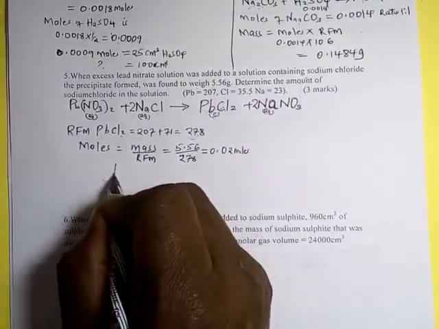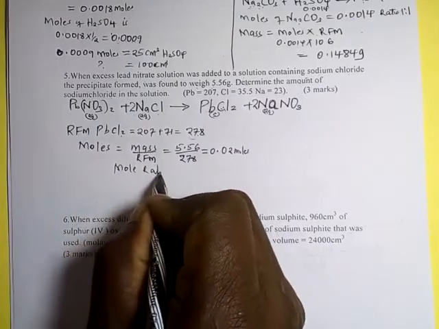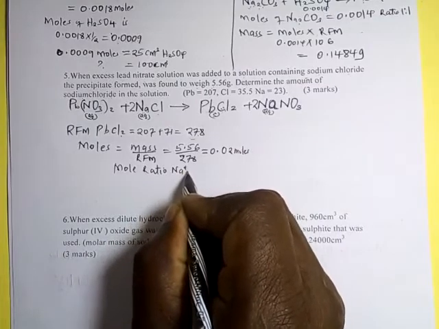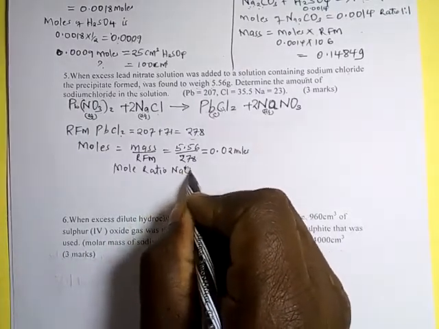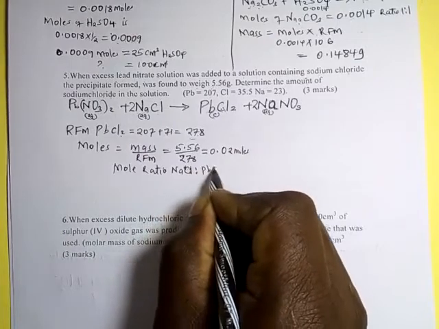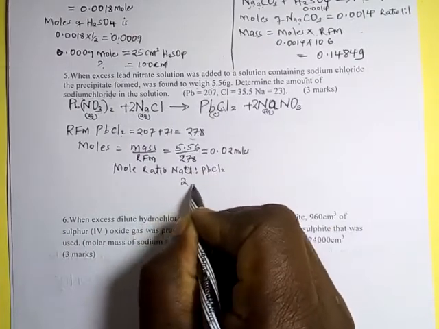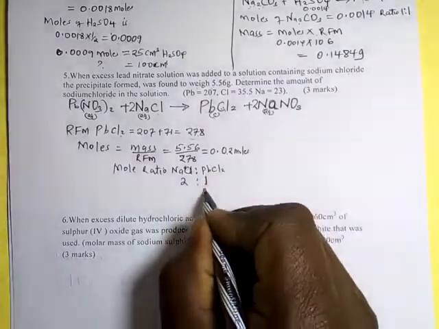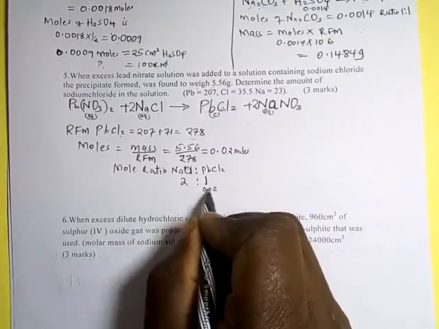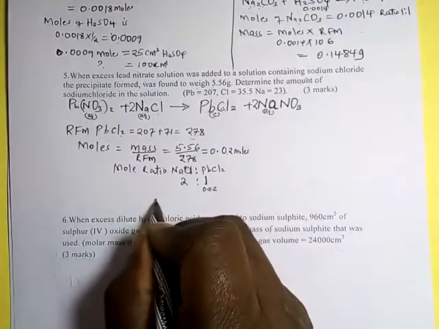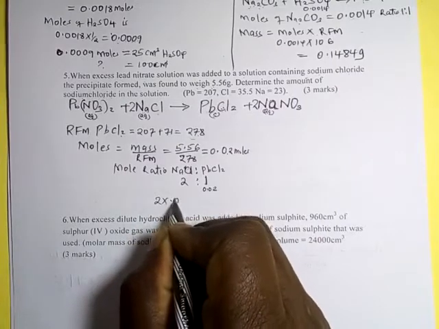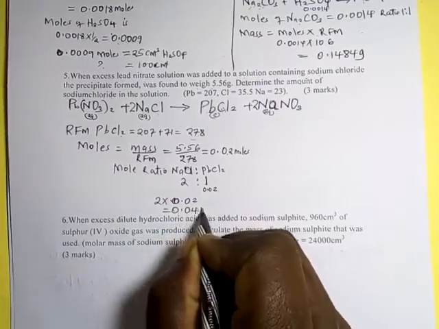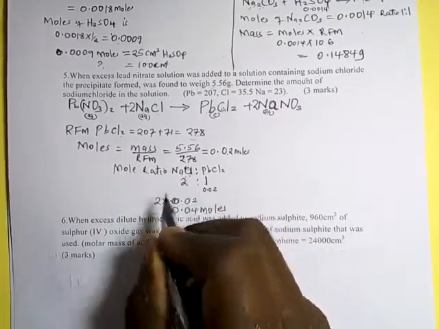1. So the mole ratio of sodium chloride to lead chloride is 2 to 1. But we have the number of moles of lead chloride, which is 0.02. So what will be the number of moles of sodium chloride? It will be twice. So 2 times 0.02, which is equal to 0.04, is the number of moles of sodium chloride.